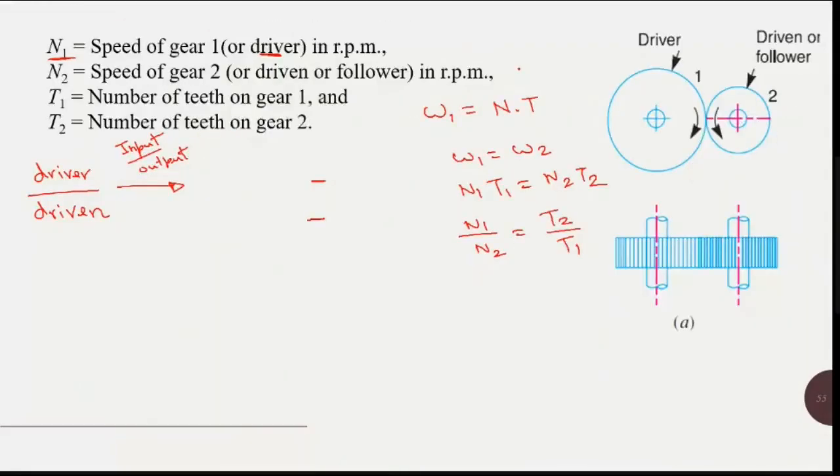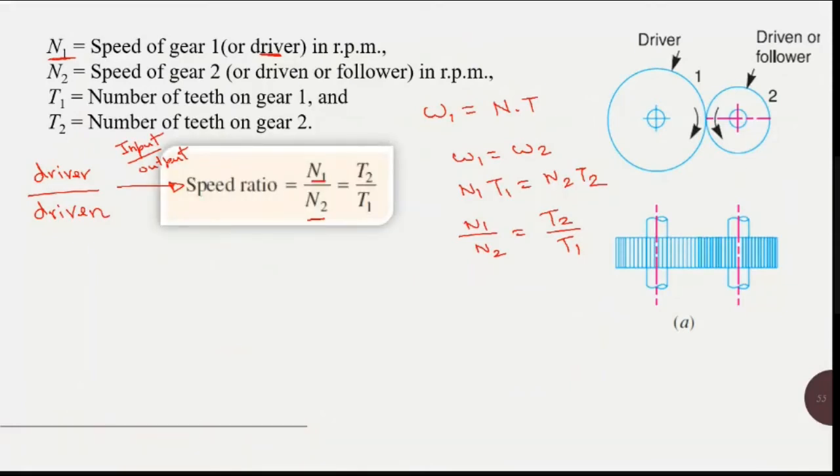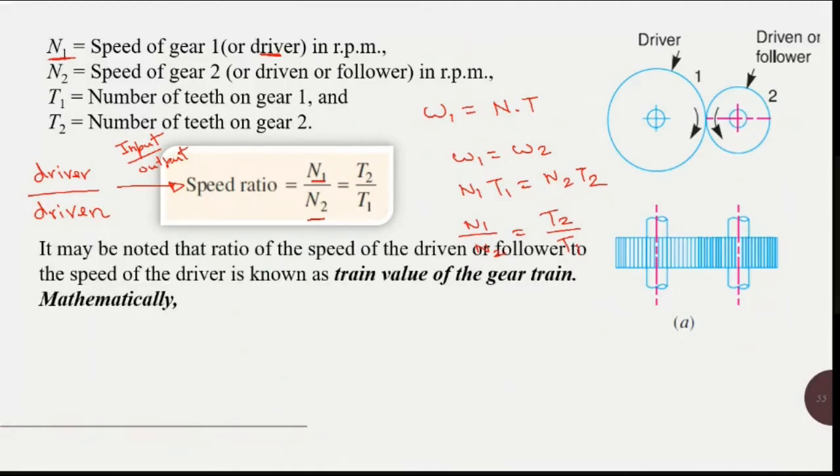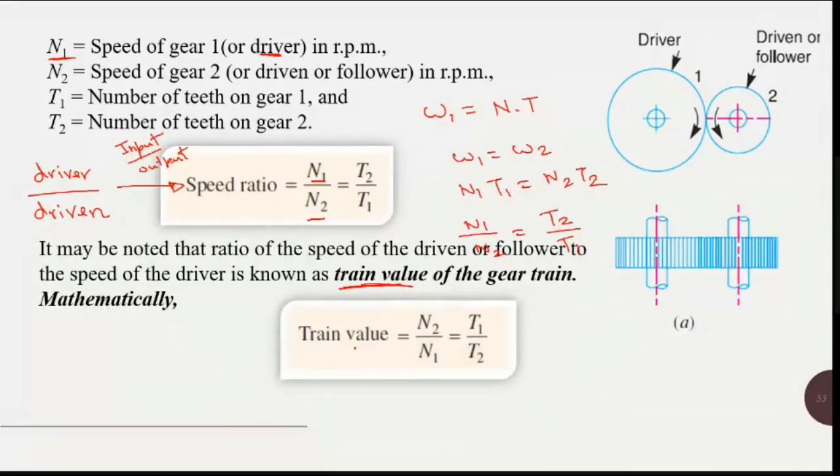Now I can say that it is input by output. Approximately, I can say it is input by output. So that is your speed ratio. There is another thing called the strain value. What is this strain value? Simply put, it is output by input. It is driven divided by driving.